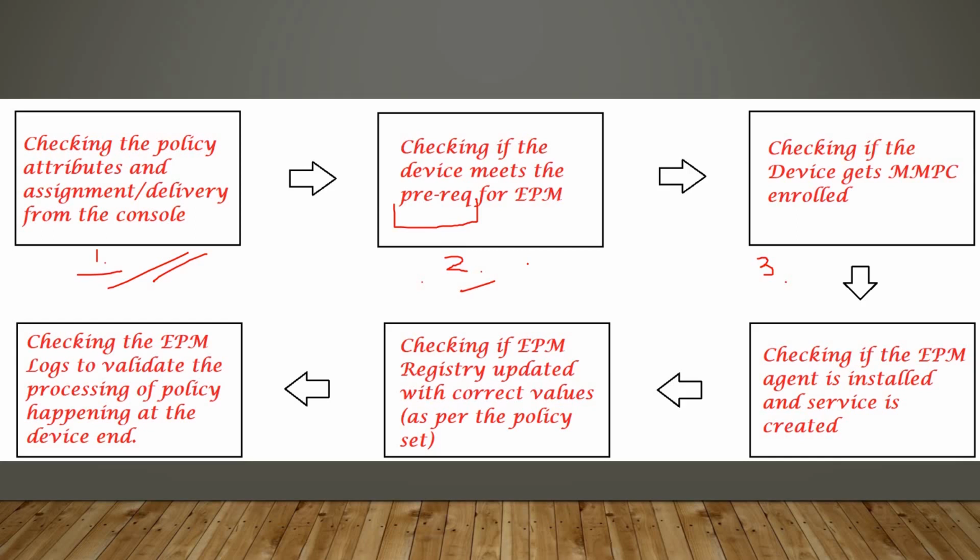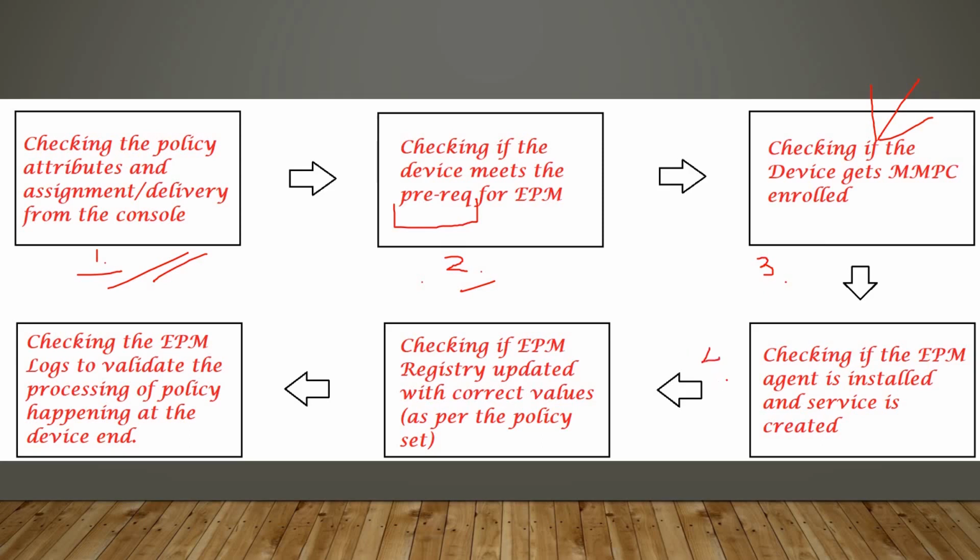Now the third thing is, if step 1 has been checked and step 2 has been checked, then our expectation is that the device should get the policy and at least things should start. So now the third thing that we are going to check, or maybe the first thing in the device, is whether the MMPC enrollment of the device is happening or not. For this, we can check whether the scheduled task is getting created or not. We can check in the enterprise diagnostic provider log whether the enrollment to MMPC is happening successfully or not. If the enrollment is happening fine, then we can be rest assured that we can move to the next step. We can also check the enrollment GUID in the registry under enrollments to make sure whether the enrollment had happened successfully to MMPC or not.